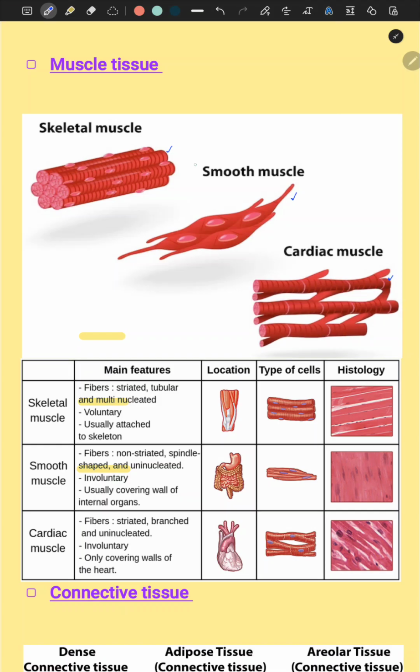The skeletal muscles are unbranched, smooth are also unbranched, but cardiac muscles are branched. Skeletal muscle tissues are multinucleated. Smooth muscles are uninucleated.